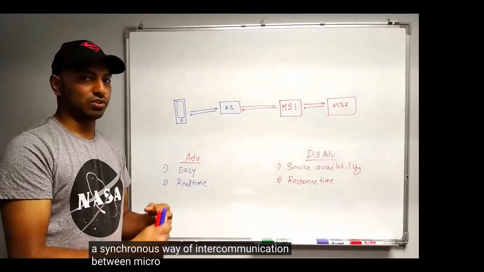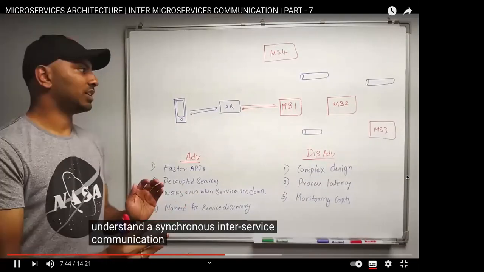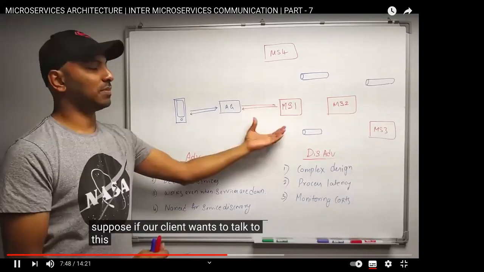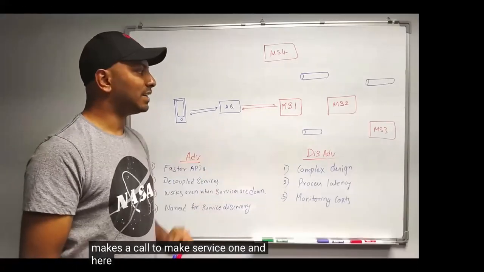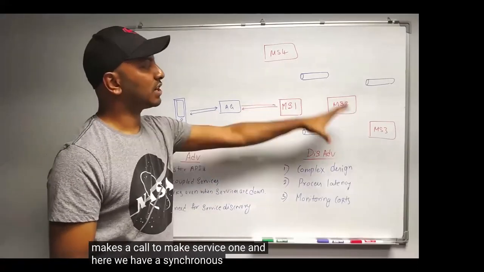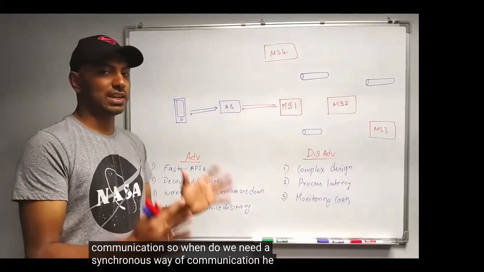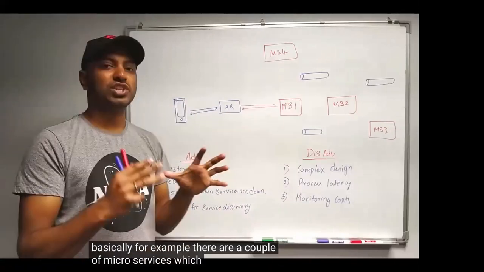Now, let's understand the asynchronous inter-service communication model. In this case, suppose our client wants to talk to microservice 1, it makes a call to the API gateway, and then the API gateway makes a call to microservice 1. And here we have a synchronous way of communication. So when do we need an asynchronous way of communication?